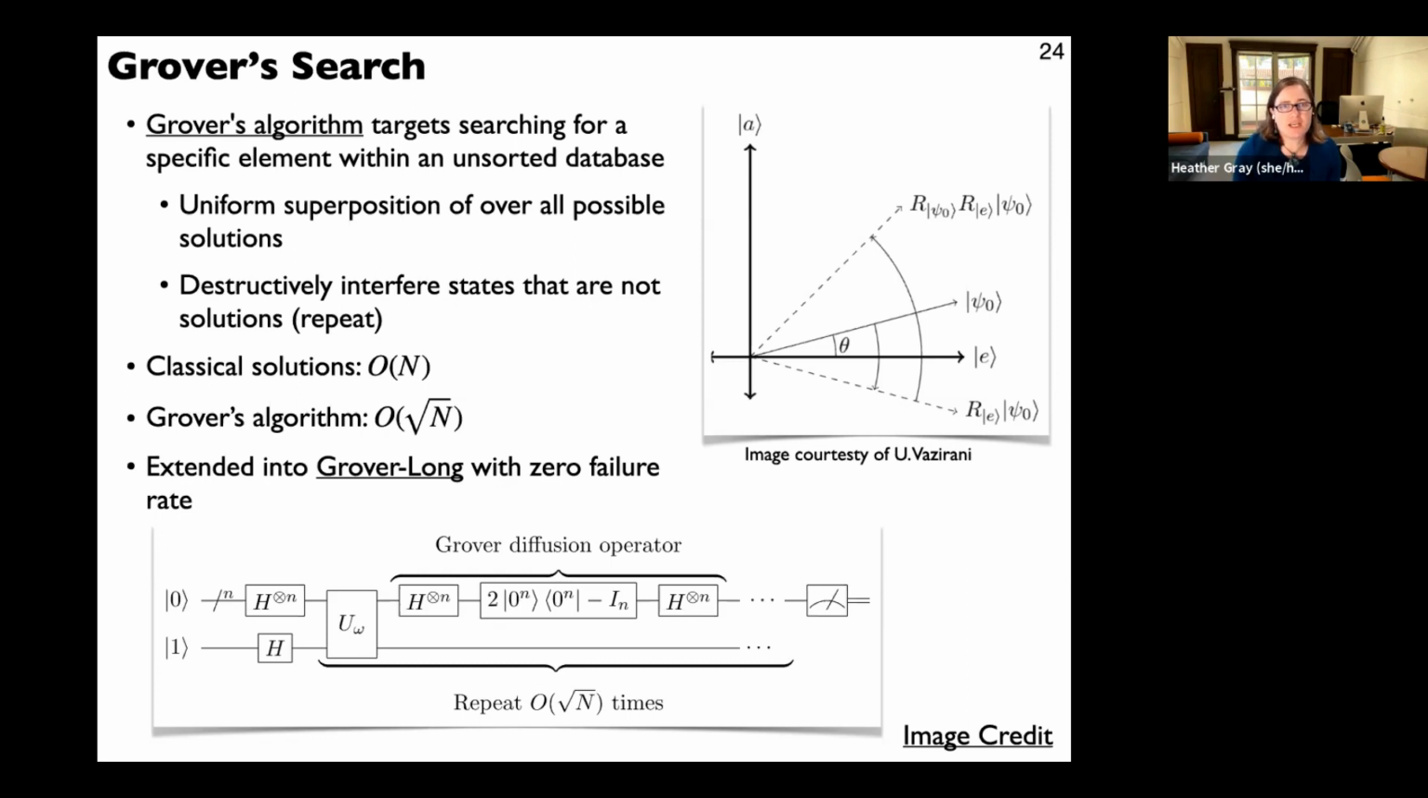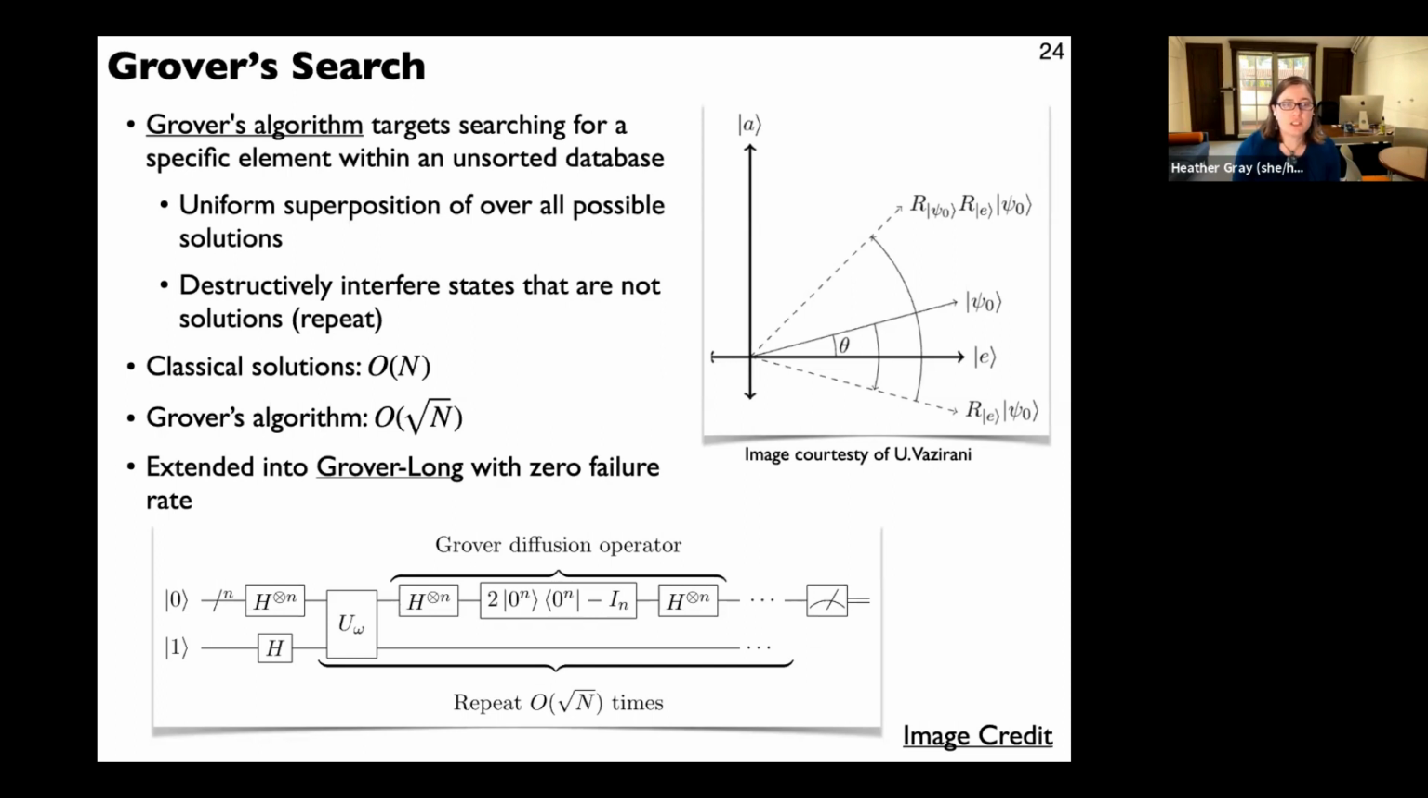Perhaps another way to think about it is this image on the right, where you can imagine taking your space and splitting it into two parts. You can see E and you can see A. A are the solutions we want to find, so it's a very small fraction of the space. E is the rest of the space. What you do is start by defining your state psi, and you'll notice that psi lies very close to E because that's a large fraction of the space. Then you perform transformations, and your goal is to get psi to point to A.